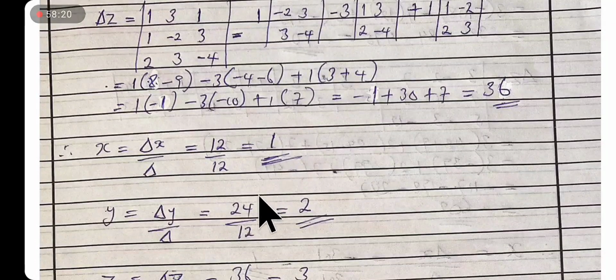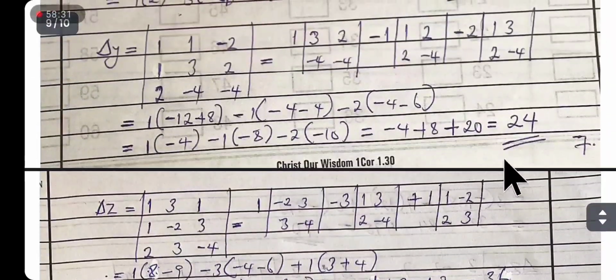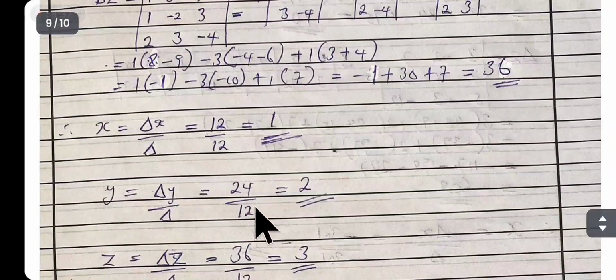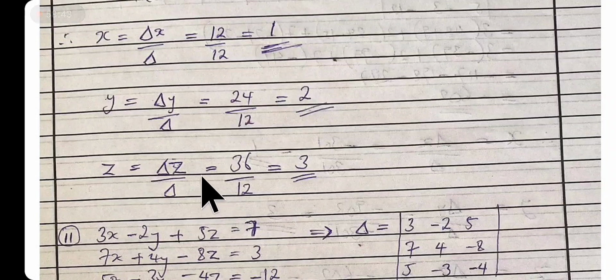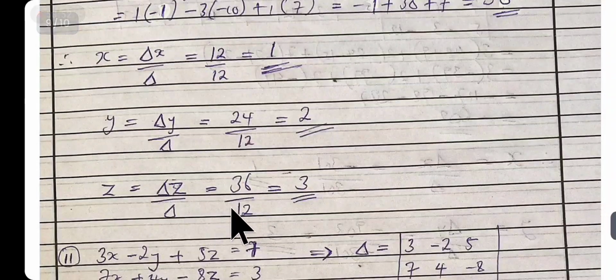So therefore, x is going to be equals to this all over this. 12 divided by 12 is 1. Y is equals to determinant with respect to y all over single determinant. The determinant with respect to y we find is 24. Look at it here, it's 24. Then divided by 12 is 2. Also, determinant with respect to z is 36, so 36 divided by 12. 12 is the single determinant, which we find from up there, which is 3. So the value of x is 1, value of y is 2, value of z is 3.